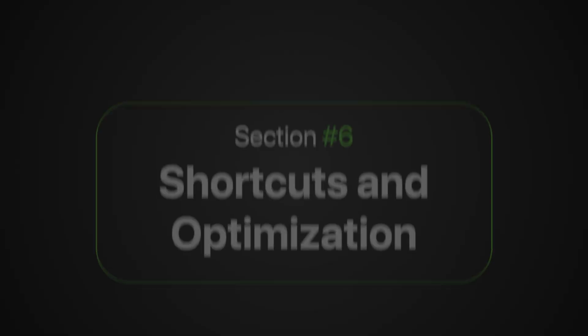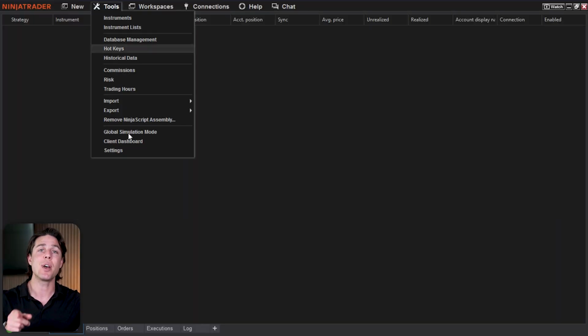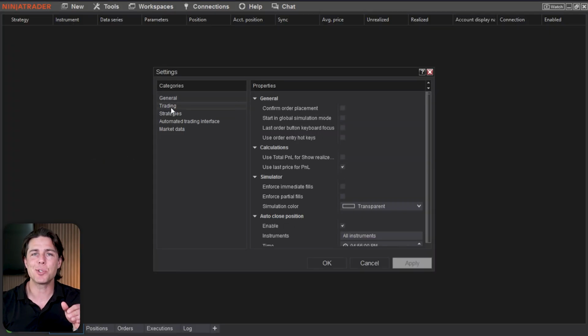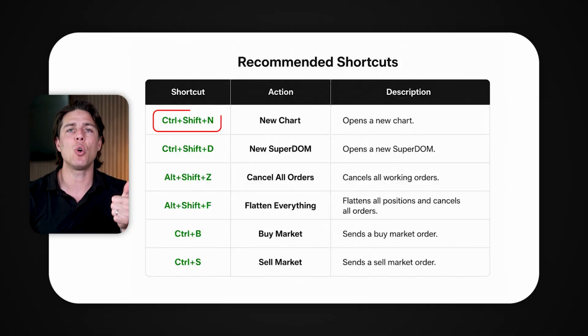You know the platform, now let's make it faster. Keyboard shortcuts. These are not assigned by default. You have to enable them yourself under Control Center, Tools, Options, Trading. Once they're on, you can map any action to a key combination. The shortcuts that save the most time.